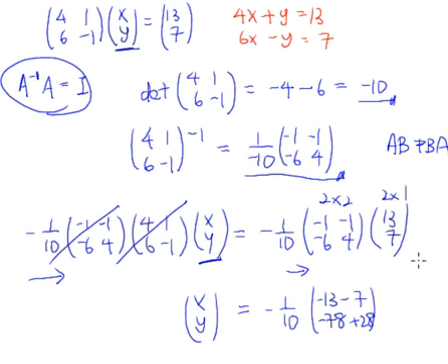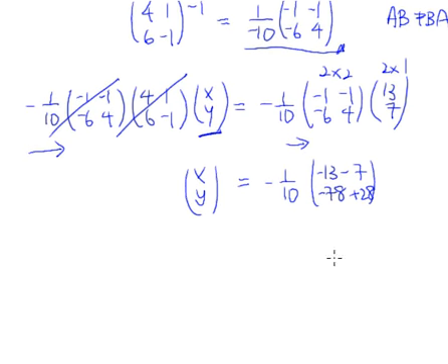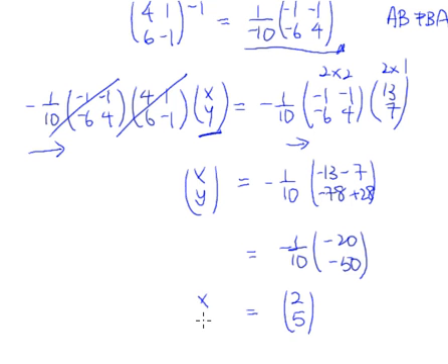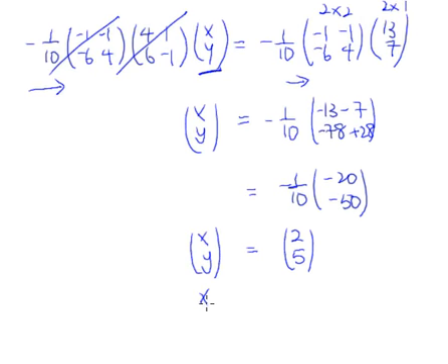So when we work this out, we have negative 10, and this will give us negative 20, and this will give us negative 50. When multiplied in, we have of course positive 2 and 5. So what we have figured out is that xy is equal to 2, 5, and therefore it's obvious that x is equal to 2 and y is equal to 5.